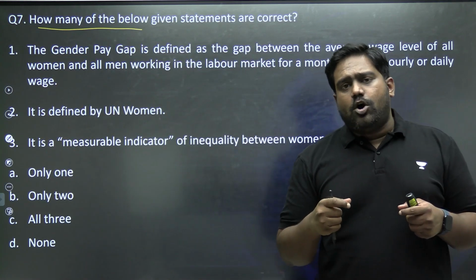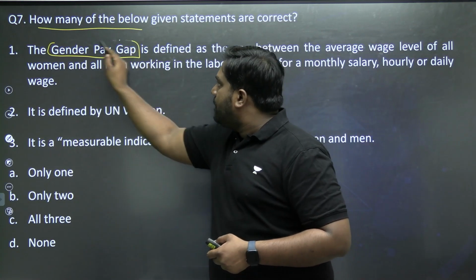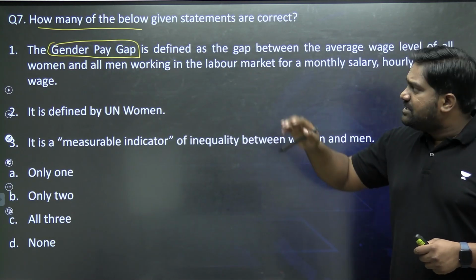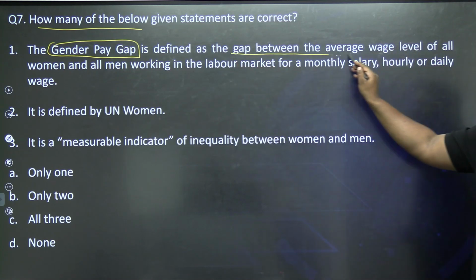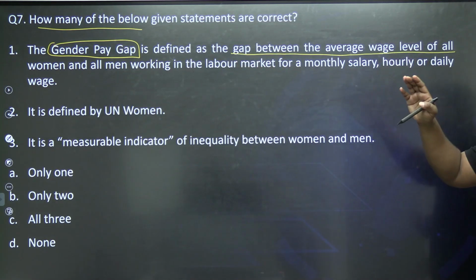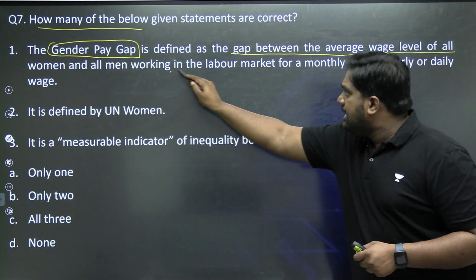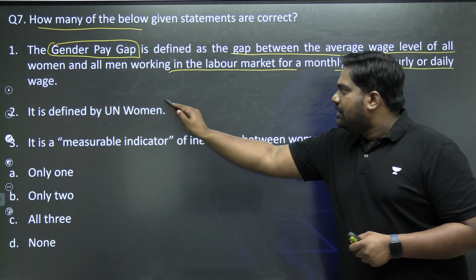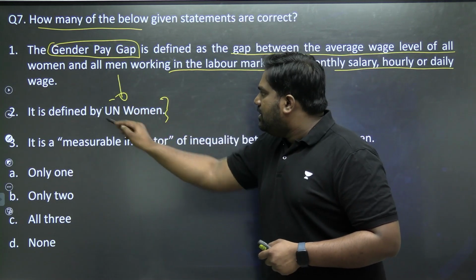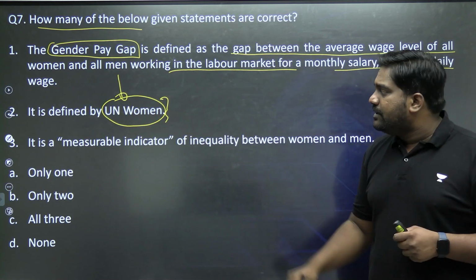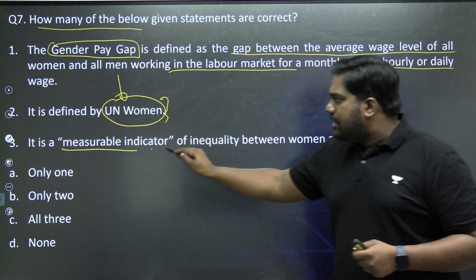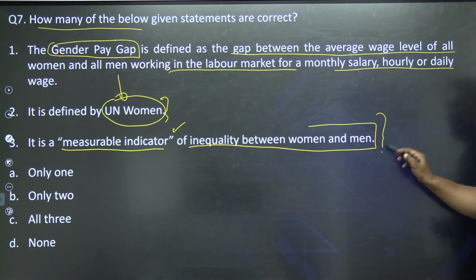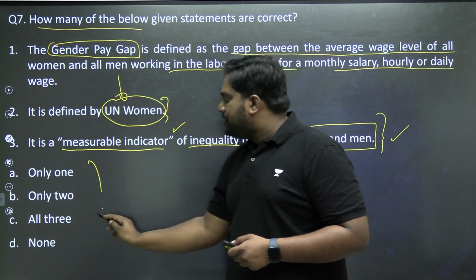It deals with the concept of gender pay gap. We have to check how many of the given statements are correct. Statement 1 says the gender pay gap is defined as the gap between the average wage level of all women and all men working in the labor market for a monthly salary, hourly, or on daily wages. The concept is defined by UN Women. That's the second statement. And the third statement says it is a measurable indicator of inequality between men and women. How many of these statements are correct?